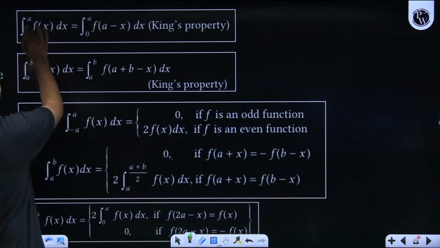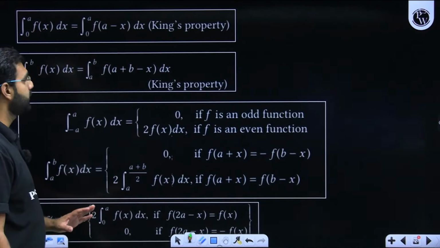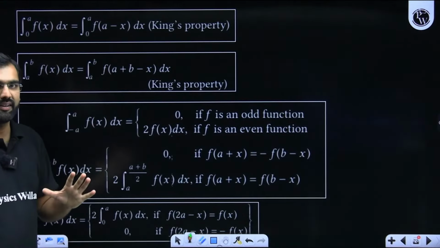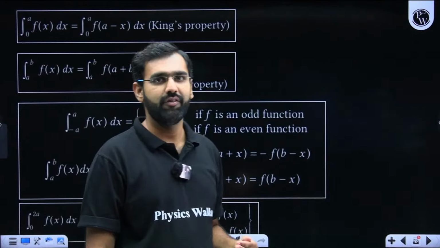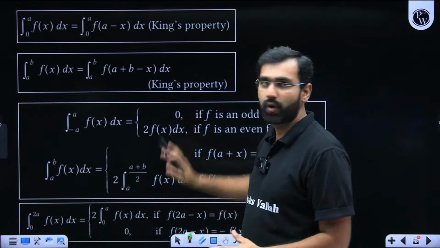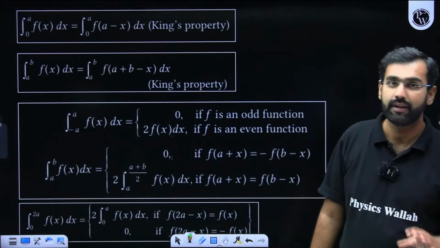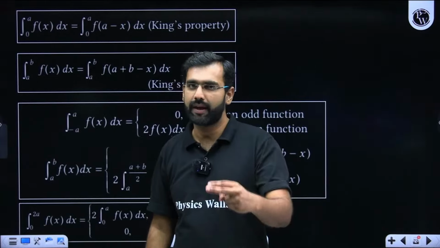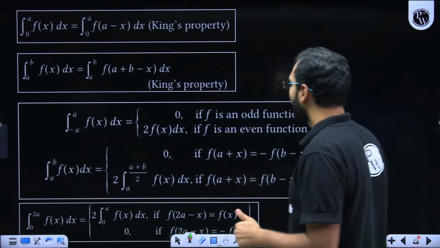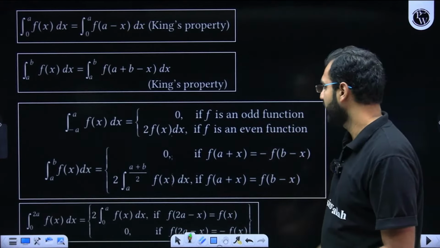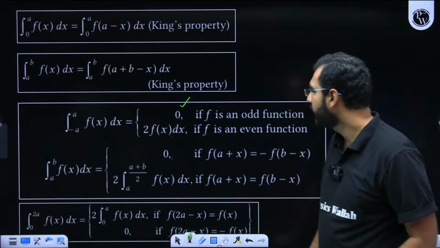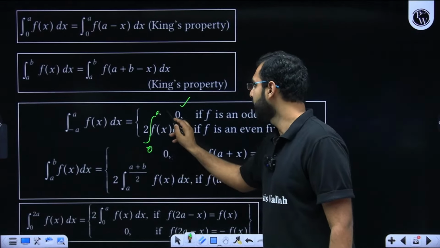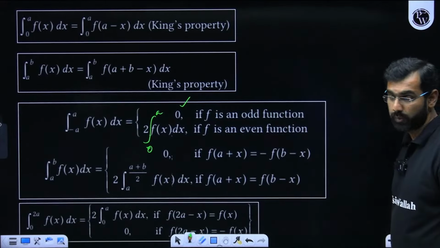I hope you remember 0 to a f of x dx. As per the King's property, a to b f of x dx will be a to b f of (a plus b minus x) dx. A lot of questions from definite integration can be done with this formula. I hope you do remember that without any confusion. Similarly, its corollary is this: if 0 to a is there, x can be substituted by a minus x. Do you remember that? And with this, minus a to a f of x will be 0 if it is odd, and it will be 2 times 0 to a f of x if f of x is an even function. I hope you do remember that.